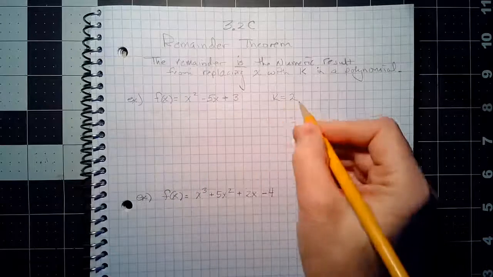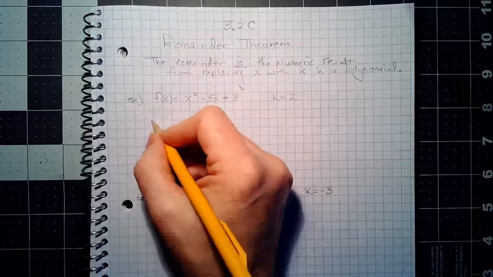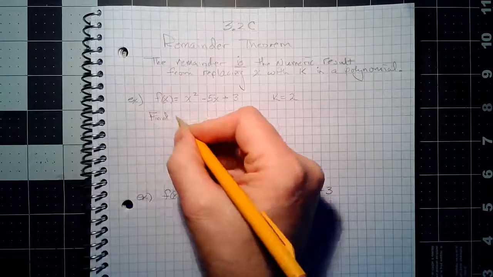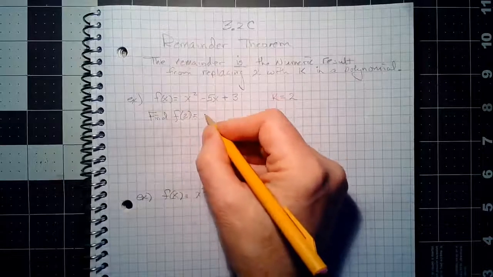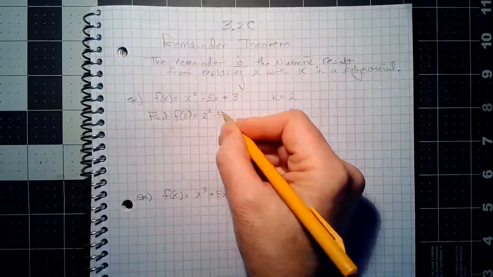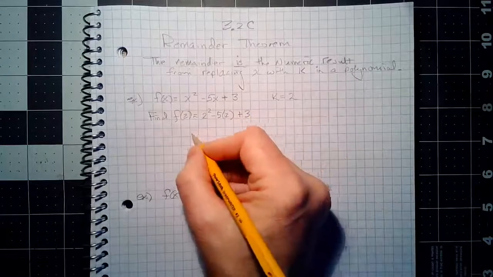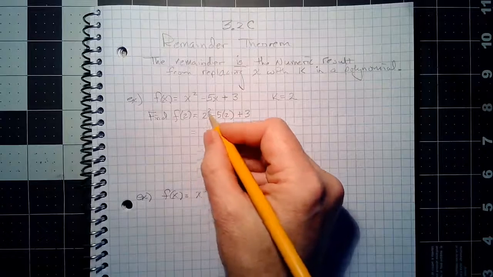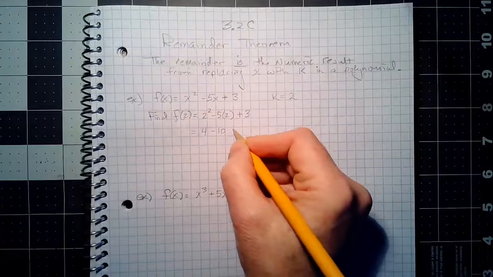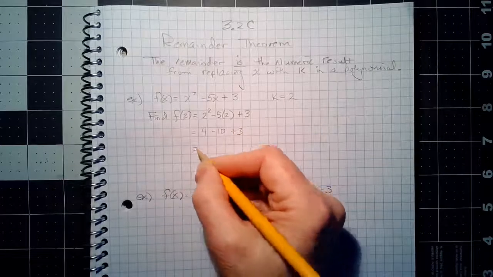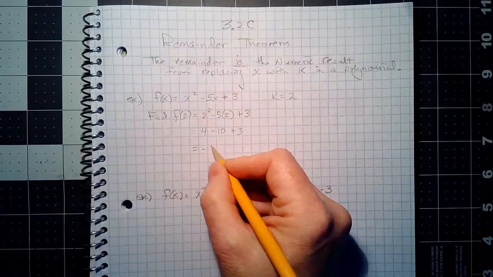So in this particular instance right here, if this is our polynomial function, and I want to replace x with this k value 2, the old way that we would do that is we would have to find f of 2. And what that would mean is that I would replace the x with 2 and calculate that. That's not too bad in this case. If you do the calculation, 2 squared is 4, minus 5 times 2 is a minus 10, plus the 3, so 4 minus 10 is negative 6, plus 3 is a negative 3, it looks like.